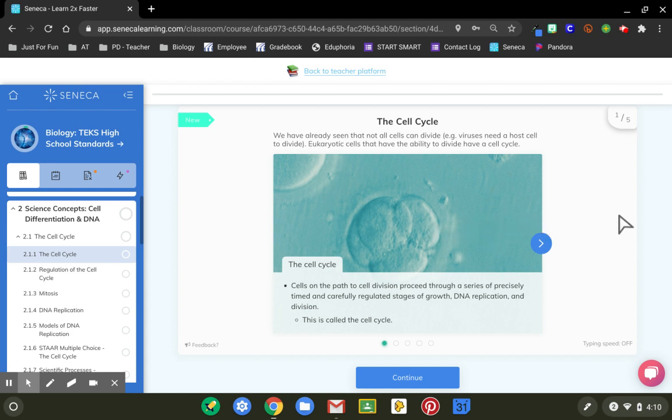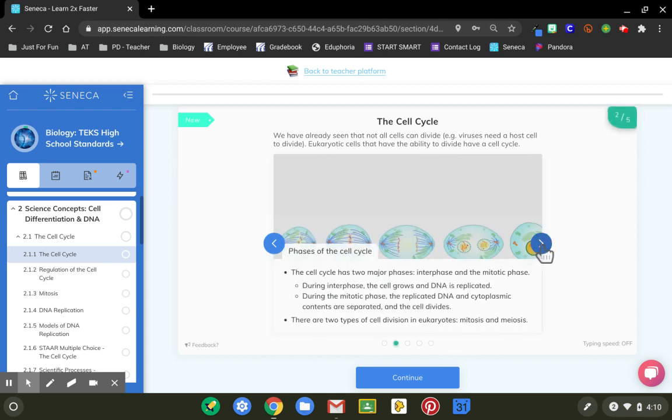So what the notes say is we've already seen that not all cells can divide. For example, viruses need a host cell to divide. So eukaryotic cells that have the ability to divide have a cell cycle, a specific cycle that they go through every time they need to replicate. So cells on the path to cell division proceed through a series of precisely timed and carefully regulated stages of growth, DNA replication, and division. This is what we call the cell cycle.